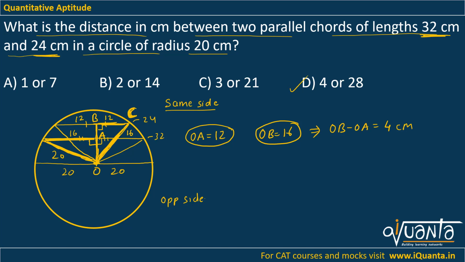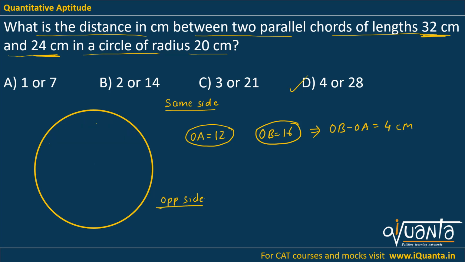When we do it for the opposite side, when these chords are on the opposite side of the diameter, I'll draw a chord over here. This will be of length 32. I'll draw a chord of length 24 over here, okay. So I'll draw a perpendicular on both. This will be my center O, this will be point A, B. I have to find out the distance OA plus OB, because this is the perpendicular, okay. Again, this is a chord of length 24, this will be bisected into 12, 12. From the center I will join the radius over here, this will be 20, so OA will be 16.